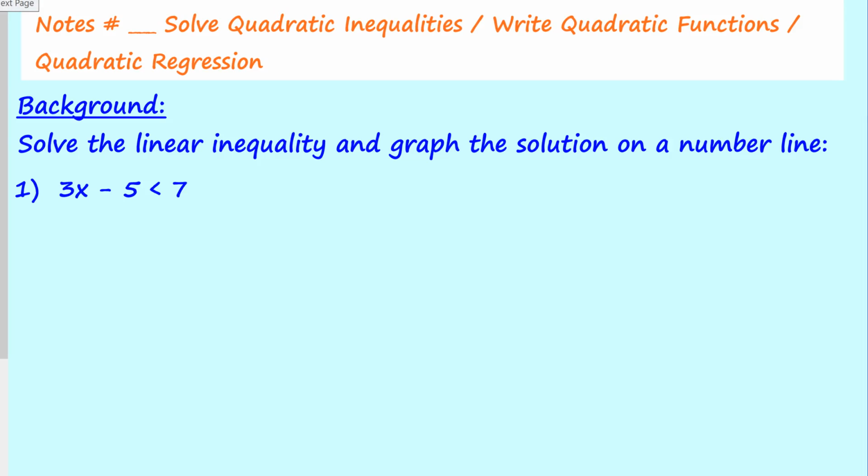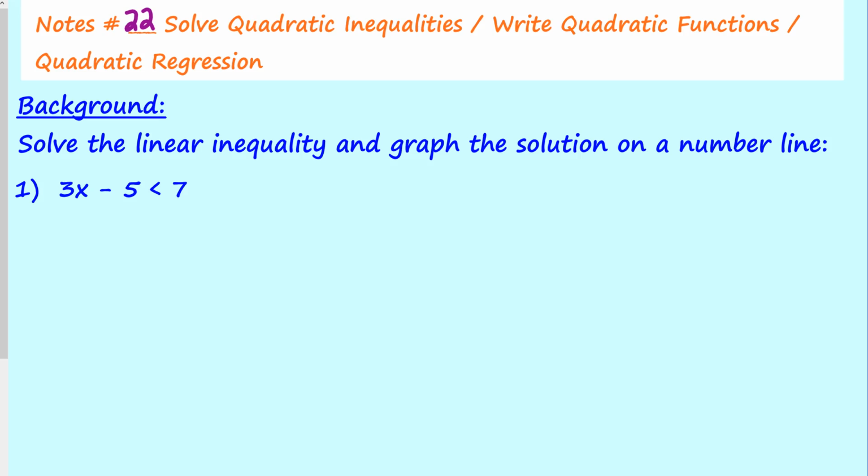Okay, here we are getting close to the end of chapter 4, and today we're on notes number 22. We have kind of a potpourri of things to go over today at the end of the chapter. We're going to learn how to solve quadratic inequalities. We're also going to learn what you do if you have 3 points and you want to fit them to a quadratic function. And then we're going to take a look at quadratic regression.